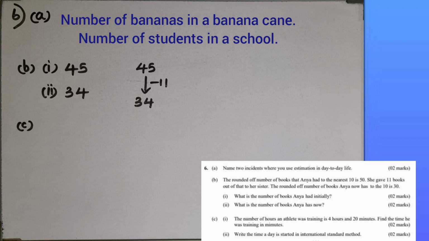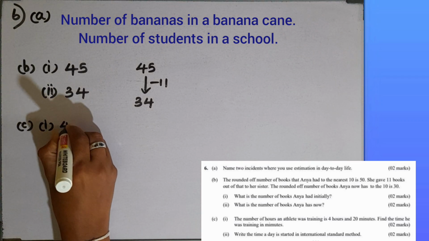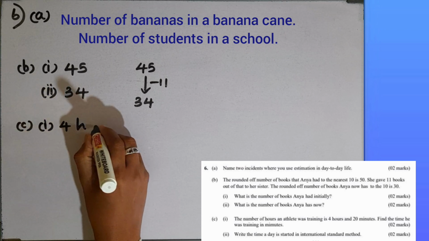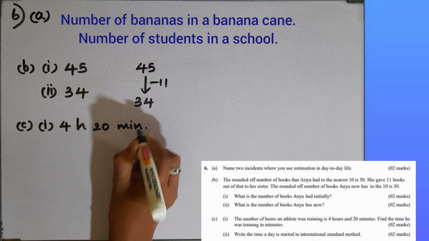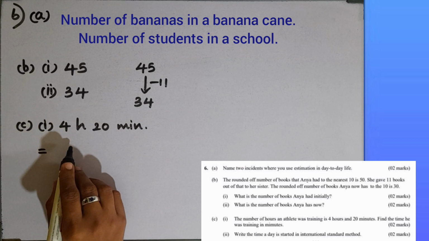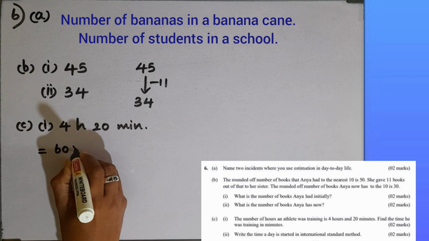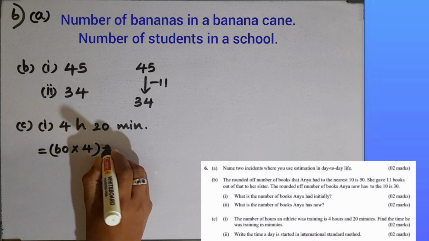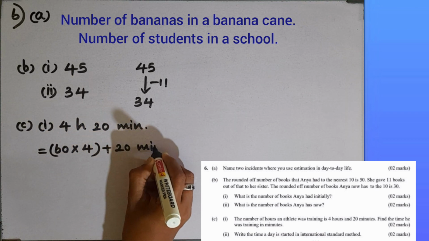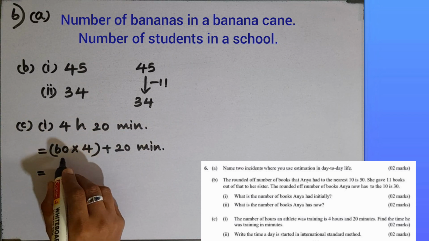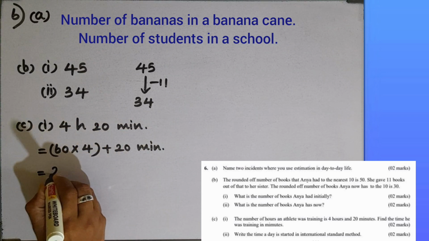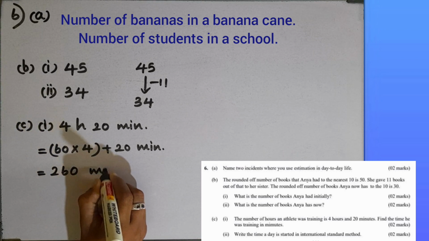C part, first question. The number of hours an athlete was training is 4 hours and 20 minutes. Find the time he was training in minutes. We have to convert these 4 hours 20 minutes into minutes. 1 hour equals 60 minutes. Then 60 should be multiplied by 4 plus 20. This is in minutes. 60 times 4 is 240 plus 20 is 260. 260 minutes is the answer.